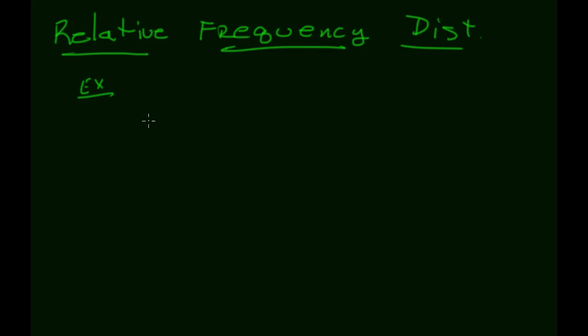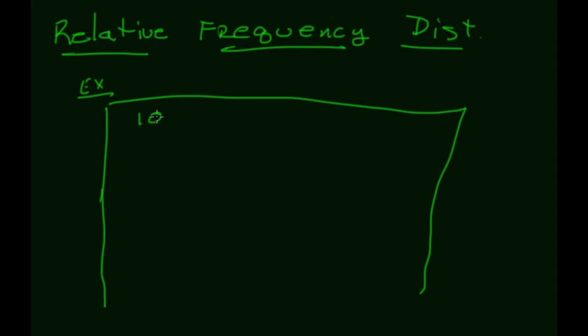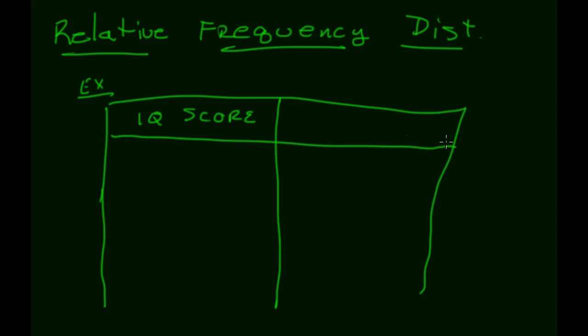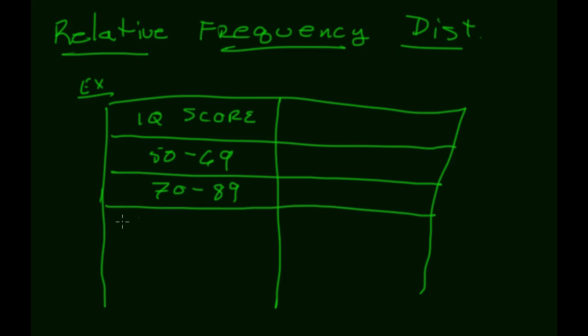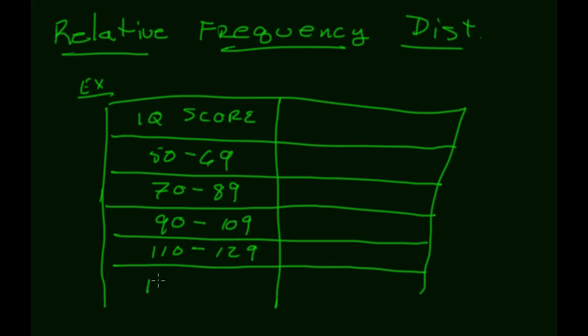And what you did is you had two parts to the table. You had like IQ scores, and we had divided those into classes. So we said that there would be 50 to 69 and 70 to 89 and 90 to 109, 110 to 129, and like 130 to 149. Right, and what we did is over here we gave frequencies.